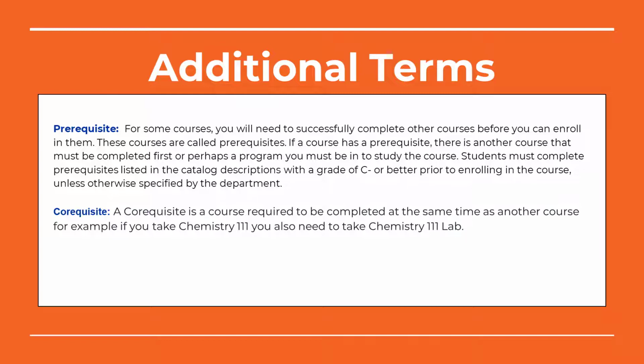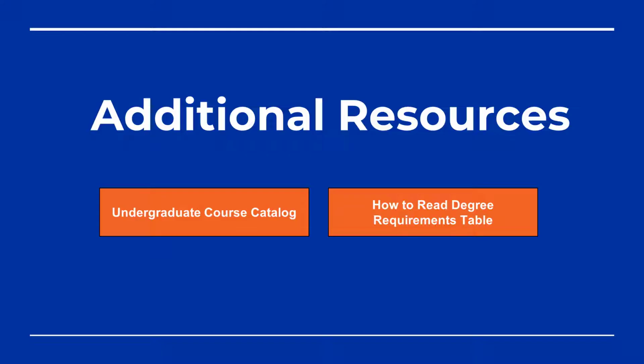A co-requisite is a course required to be completed at the same time as another course. For example, if you take Chemistry 111, you will also need to take Chemistry 111 Lab at the same time. For additional support, you can always refer to the How to Read Requirements Table website as a refresher to the content that we covered today. We have also provided a link to the undergraduate degree catalog so that you can explore all the major degree tables.